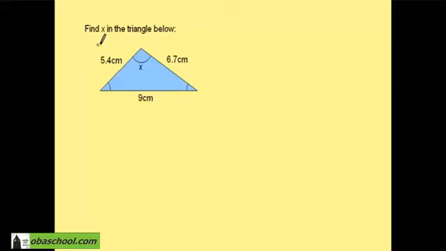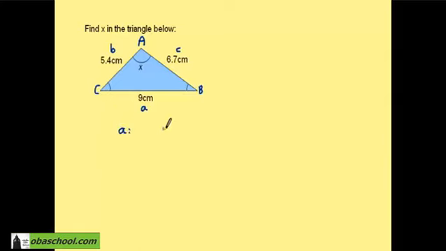We want to find x in the triangle below. X this time is an angle, and we know all three sides. The angle we're trying to find we call A. The side opposite is a. Let's call this b, and then this is angle B, and this c, and then this is angle C.